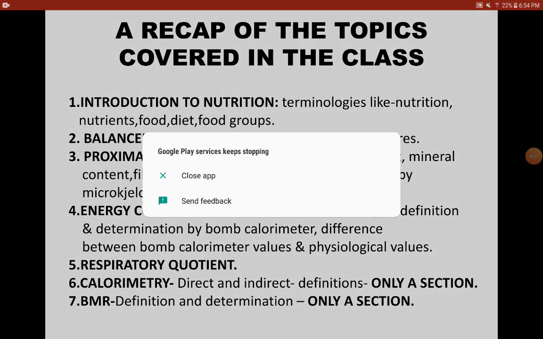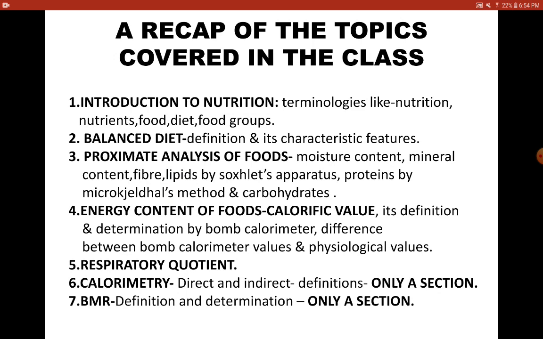So we had already discussed the introduction to nutrition, that is terminologies like nutrition, nutrients, food, diet, food groups. Then we had discussed the balanced diet, definition and its characteristic features. Then proximate analysis of food, wherein we had discussed the moisture content, mineral content, fiber, lipids by Soxhlet's apparatus, proteins by Micro-Kjeldahl method, and carbohydrates.